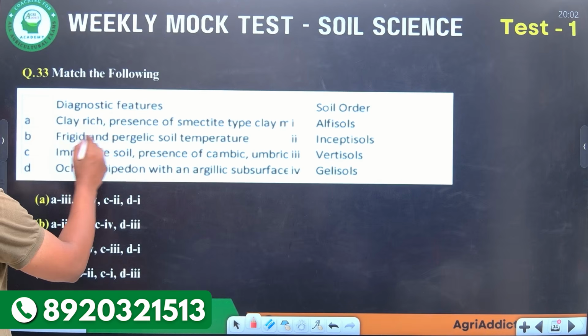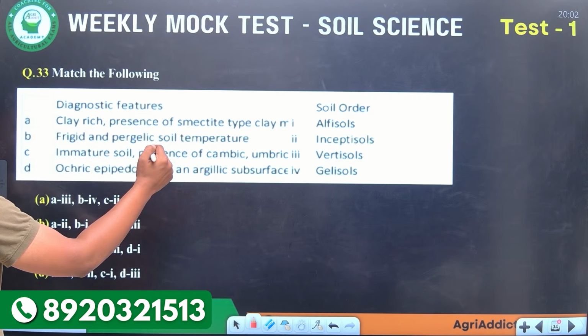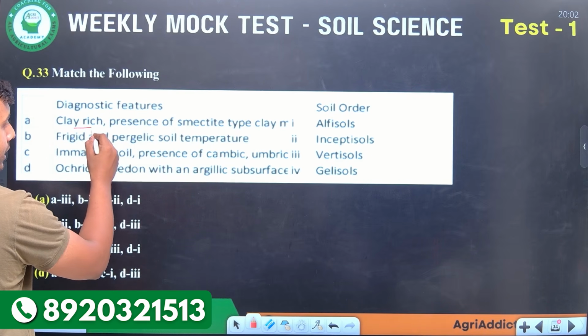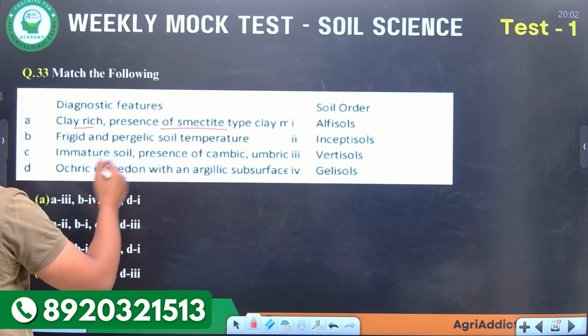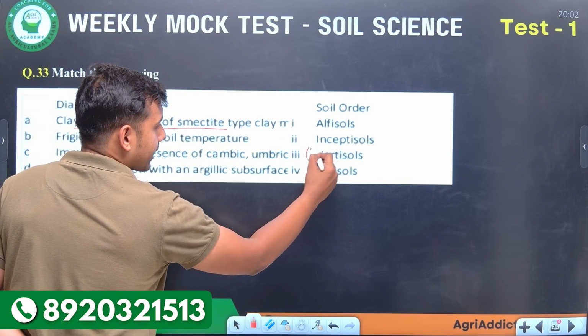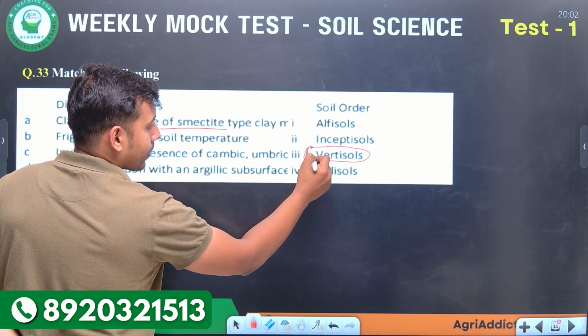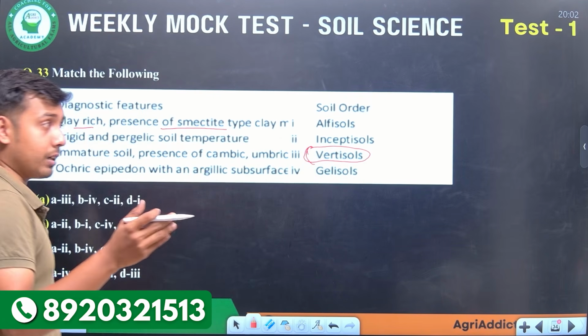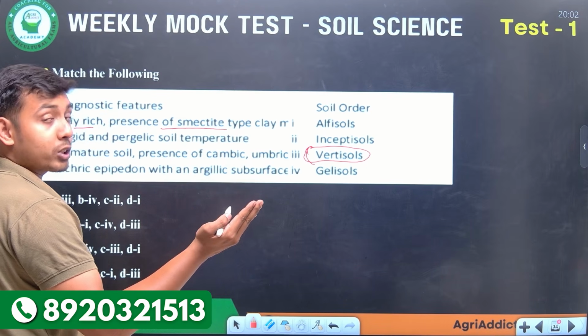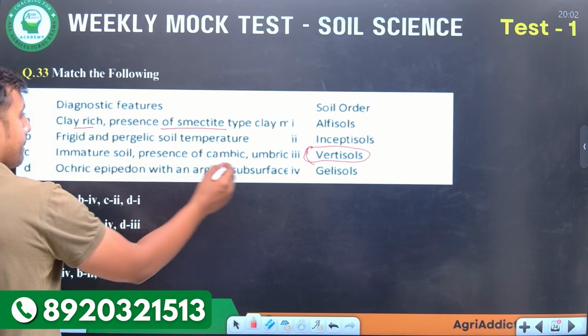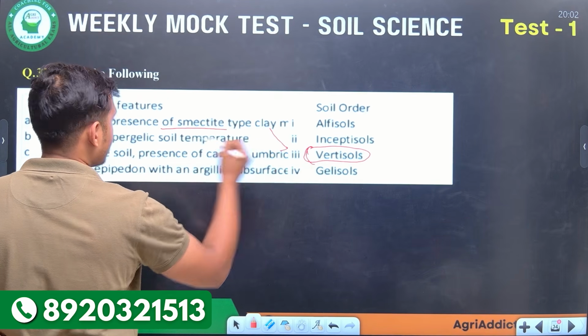Statement 1 is clay rich, presence of smectite type of clay. Where it forms, it is actually a characteristic of vertisol. Smectite type of clay, then water retention, then the expansion of the clay. These are the characteristics of vertisol.